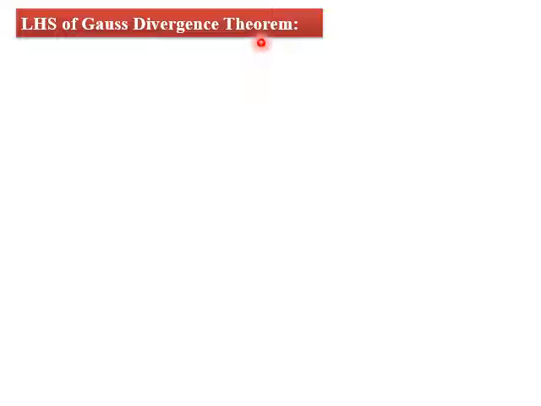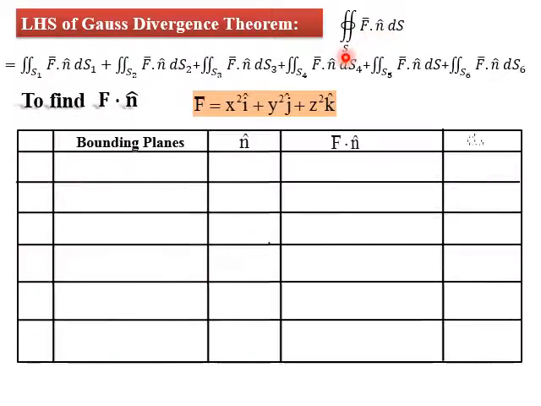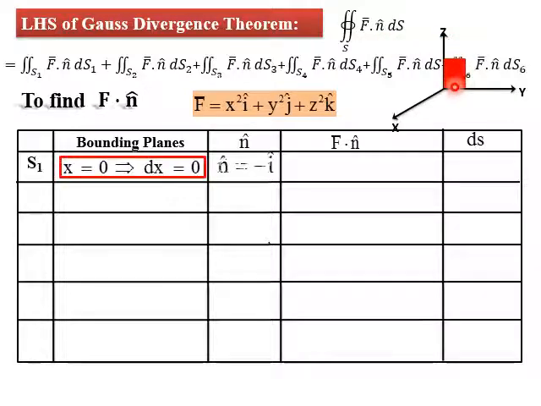Left hand side of Gauss divergence theorem: double integral over closed surface S of f bar dot n cap dS. The given surface is a cube, so the closed surface S is a combination of 6 faces from S1 to S6. We have to compute 6 double integrals. That sum should be equal to the right hand side value of Gauss divergence theorem. So first we will take the bounding planes.